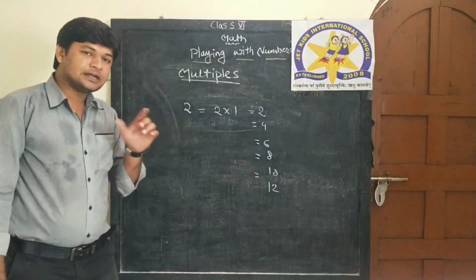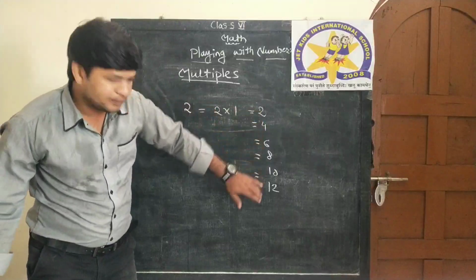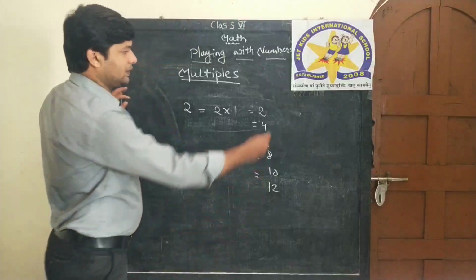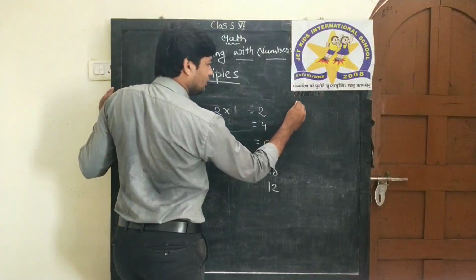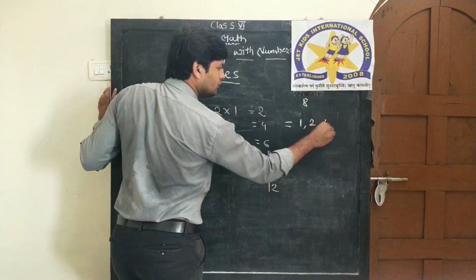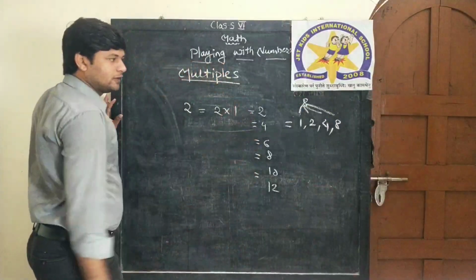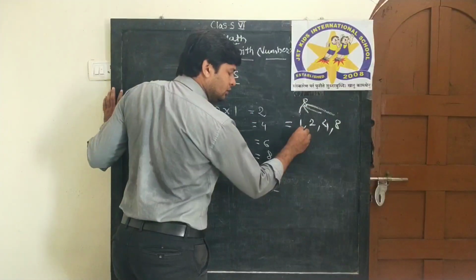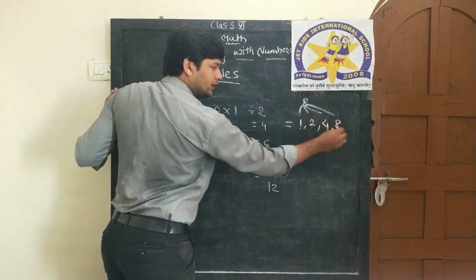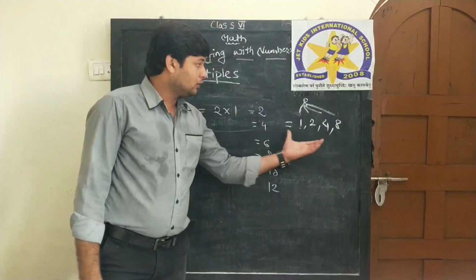See, what is the difference between multiples and factors? Here you can see multiples are infinite. Factors will be definite. For example, I am taking here the factors of 8. What we have discussed: 1, 2, 4 and 8. These are the factors of 8. We can count the number of factors: 1, 2, 3, 4. Only 4 factors we have. A definite number, that means we can count these factors.